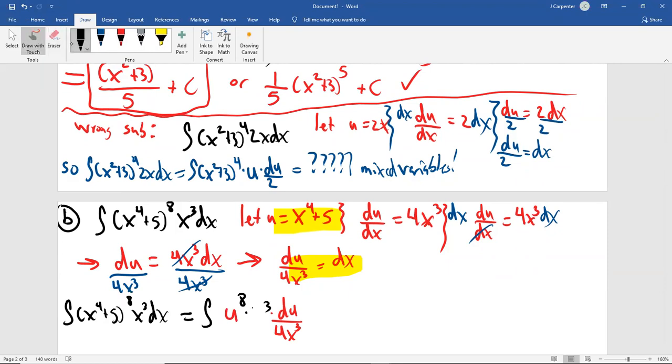There we go. And look at this. We have an x to the 3rd in the top. We have an x to the 3rd in the bottom. The x to the 3rds cancel. I don't want to show the crossing out this time. I want to leave that there. So this becomes the integral of u to the 8th times du. The u to the 8th is in the top, the du is in the top. This 4 is still here. It's in the bottom, though, so make sure you put it in a bottom. This no longer has any x's. That means we have done an appropriate substitution.